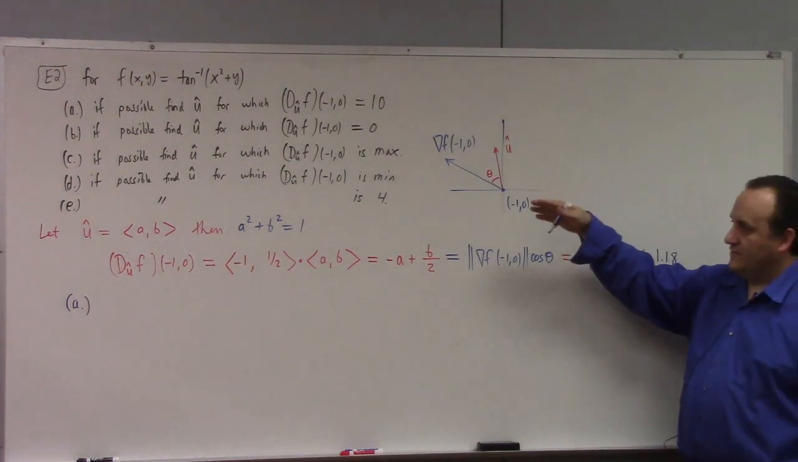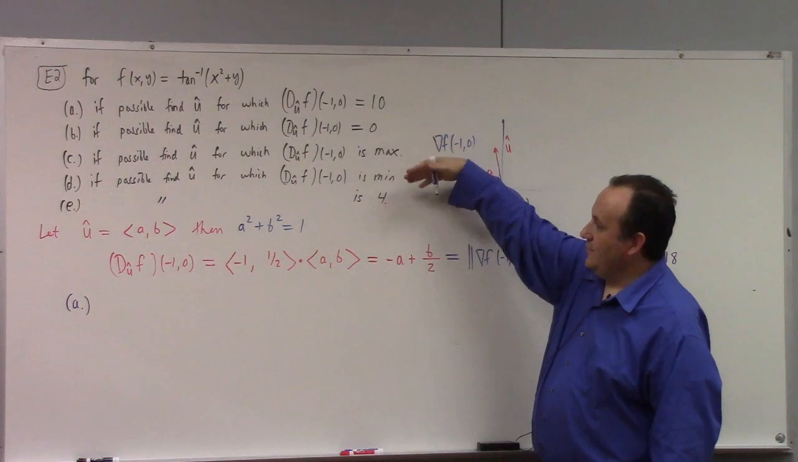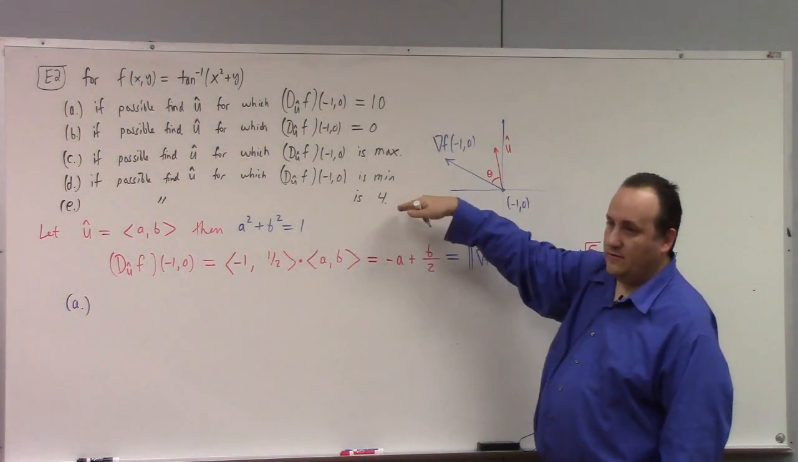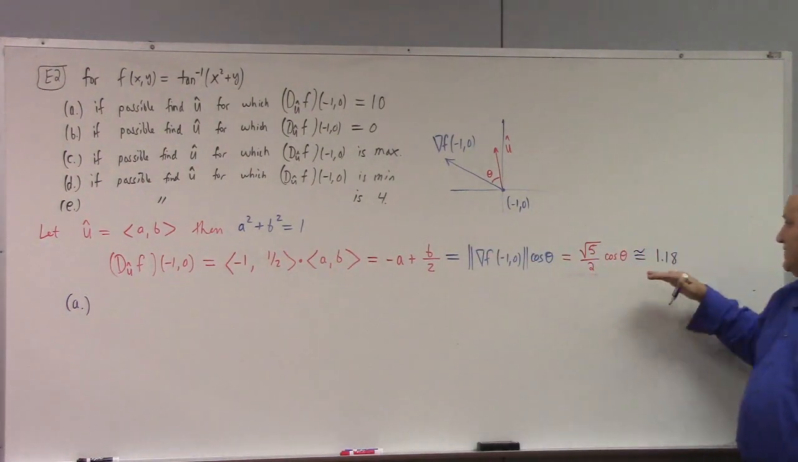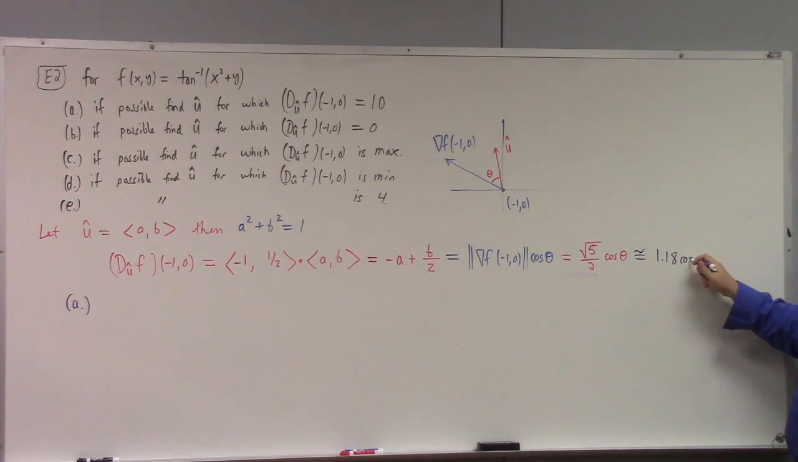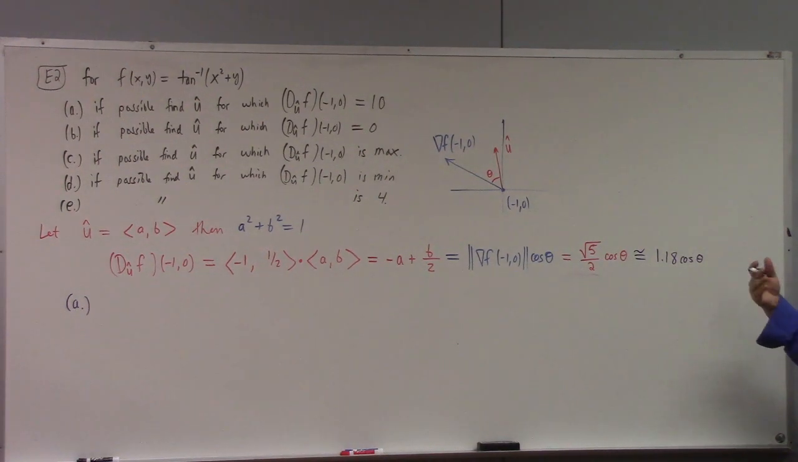Because the answer, as they're currently stated in parts A and E, would just be no. You can't achieve a rate of change of 10 or a rate of change of 4, because the max rate of change is right here. The biggest cosine can be is 1. For a dot product, the largest it can be is when the vectors are parallel. It's just the product of the magnitudes. But U hat has length 1, so the magnitude of the directional derivative is just the magnitude of the gradient.